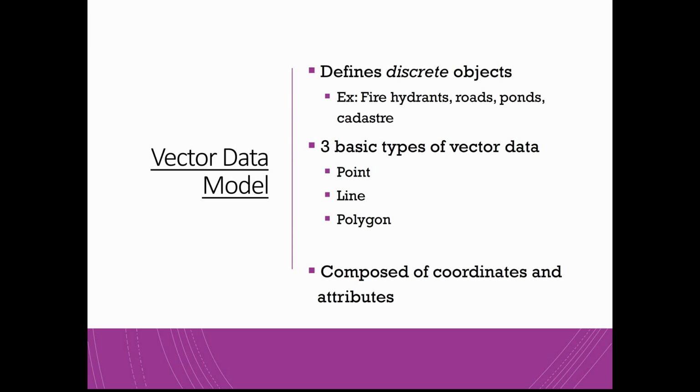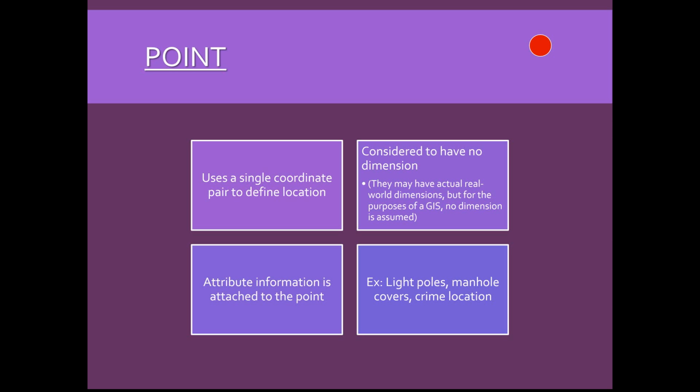A vector data model is broken down into 3 basic types: points, lines, and polygons. All 3 of these types of vector data are composed of coordinates and attributes. A point uses a single coordinate pair to define its location. Points are considered to have no dimension, even though they may have a real-world dimension. For the purpose of a GIS, no dimension is assumed.